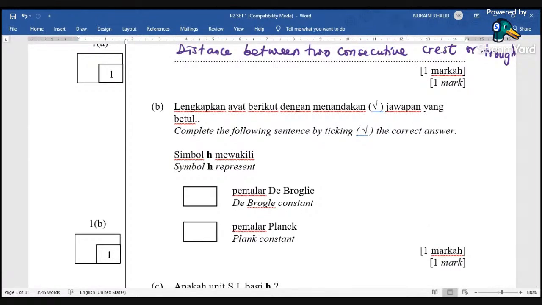Second, complete the following sentence by picking the correct answer. Symbol H. Okay, symbol for H represent Planck constant. The value you can check in the list. This value is determined from the experiment, Planck constant.